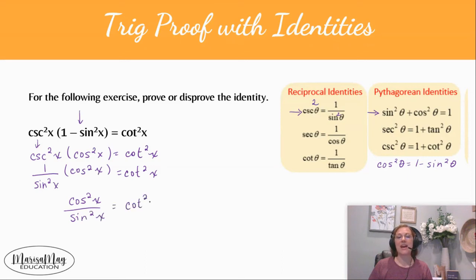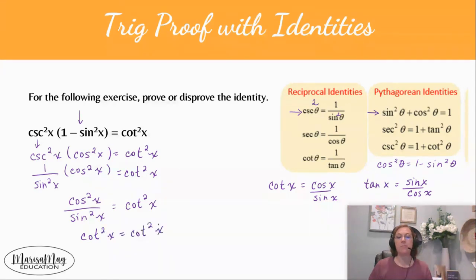which is actually one of our ratio identities. Our ratio identity says cotangent equals cosine over sine. And the other ratio says that tangent equals sine over cosine. And again, you can use the squareds here, no problem with that. And that's how I end up with cotangent squared equals cotangent squared.